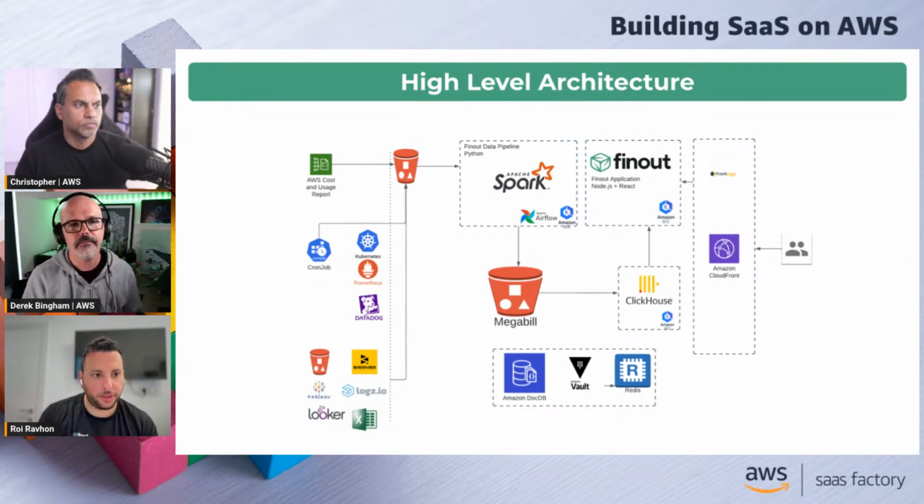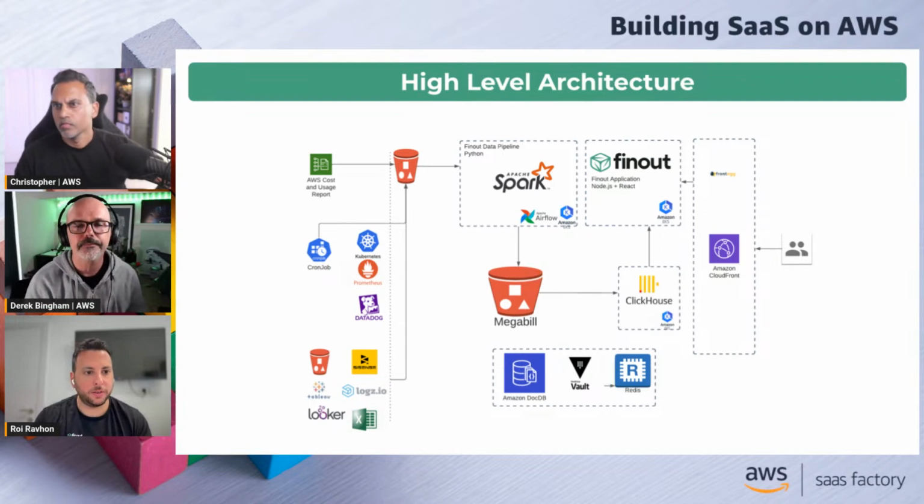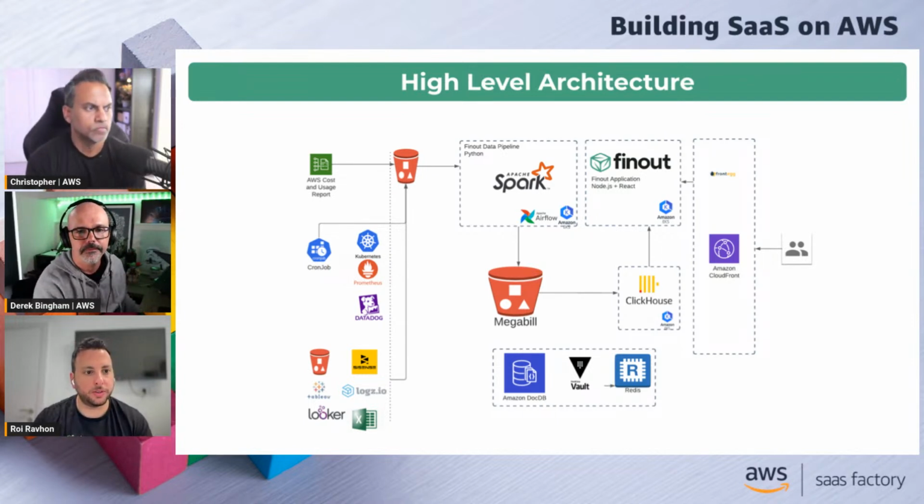So we built Finout with security in mind from day one. We achieved SOC 2 compliance a few months after we launched the service, something that we take a lot of pride in. What we did is, first, we sanitize every single kind of request that passes through Finout.